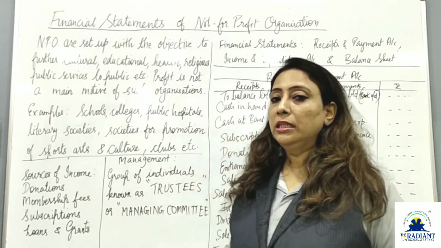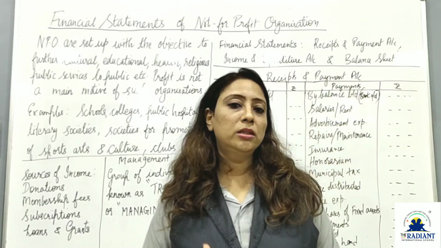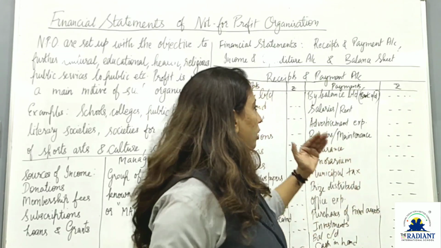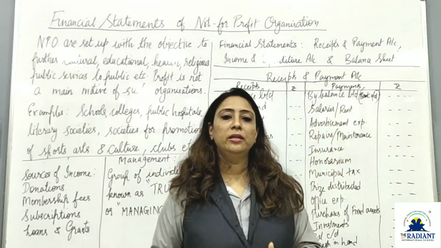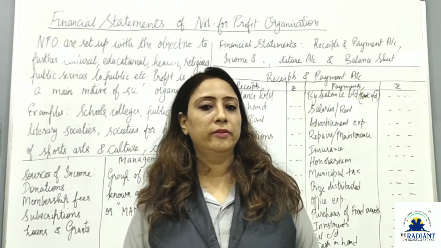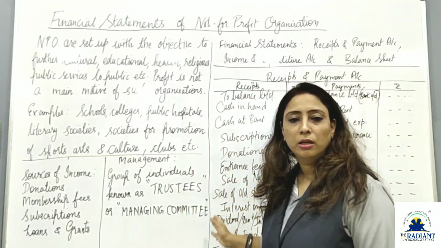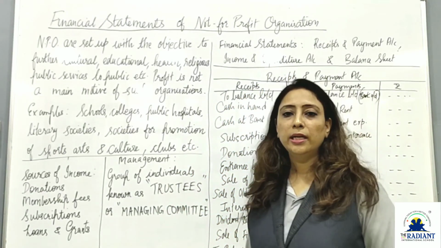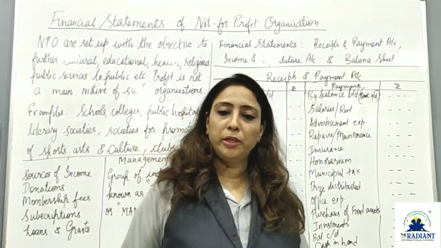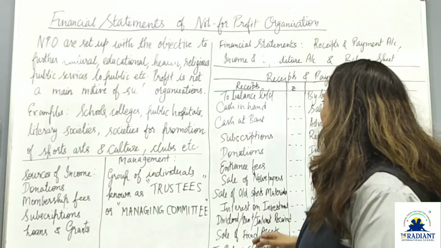So what happens in receipts and payment, we are not classifying whether the receipt is a capital receipt or revenue receipt. We are not classifying whether the payments, the expenses, are capital expenses or revenue expenses. We are just recording all the incomes on the debit side and all the expenses on the credit side, whether they are of capital nature or of revenue nature.